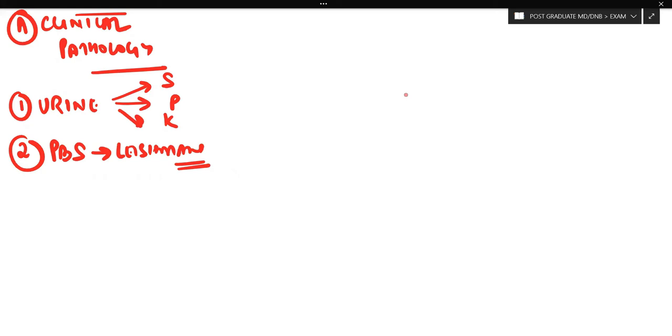And everything with regard to the Romanovsky stains, the staining method and the PBS, peripheral blood smear, should be known. These are the basics, because when you are going out to practice, this forms the bread and butter. And you have to be competent over here. You are no more an MBBS student. They are going to try to see what you don't know. And this is a very simple topic to master.